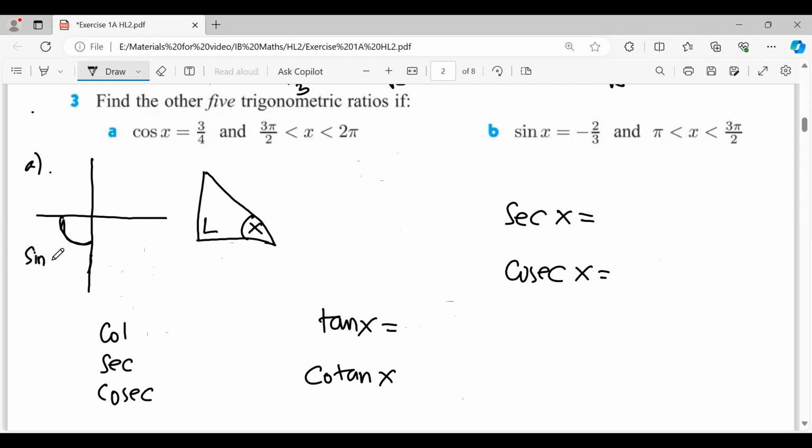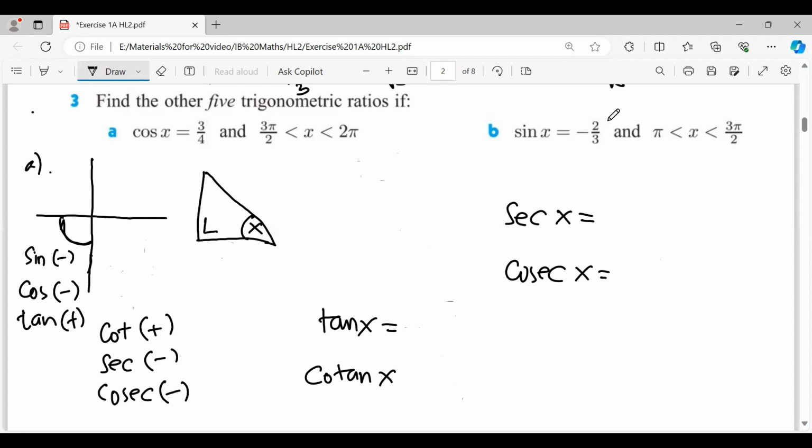sine is negative, then cosine is negative as well. Okay. Tangent positive. Okay. Cotangent positive. Okay. Secant negative. Cosecant negative. Okay.